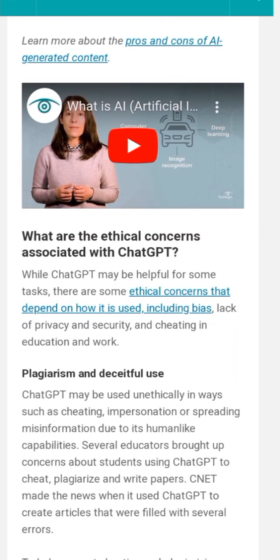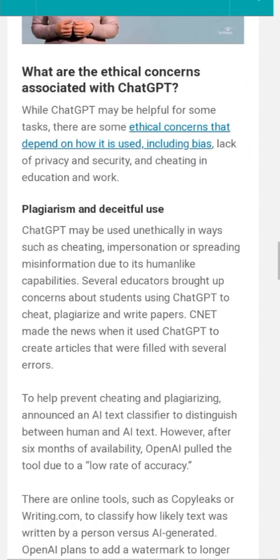What are the ethical concerns associated with ChatGPT? While ChatGPT may be helpful for some tasks, there are some ethical concerns that depend on how it's used.